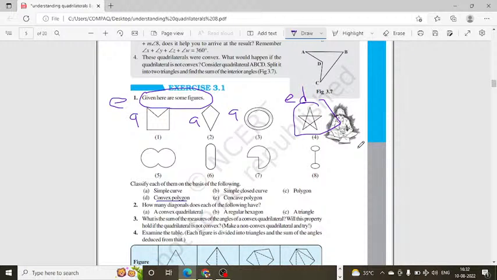Now we will move on to the fifth figure. As you can see, the fifth figure is also a curve, but it's a closed one. So this will be a simple closed curve. So we will put B. Now it looks like a capsule, so it's also a simple closed curve. Now let's move on to this one. This is also a simple closed curve.